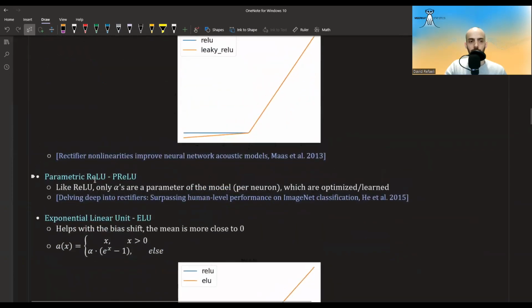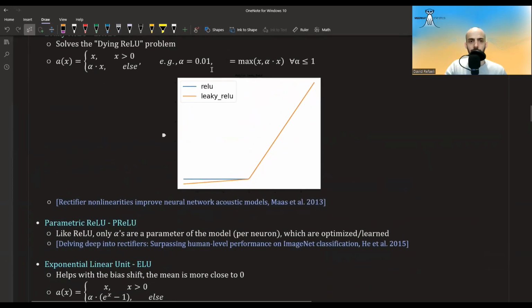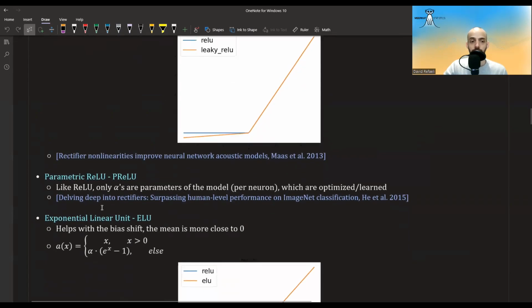Another variation is called Parametric ReLU. It's just like the Leaky ReLU, only the alphas are now parameters of the model, and we learn them; we optimize for them during the learning process. And this was introduced in this paper over here.